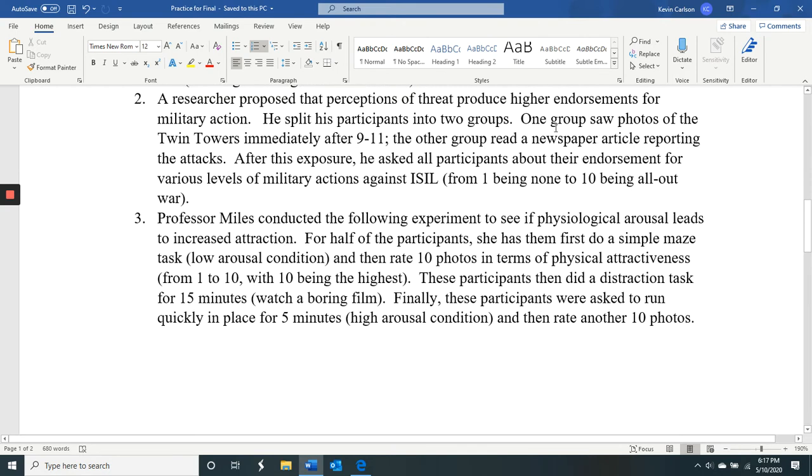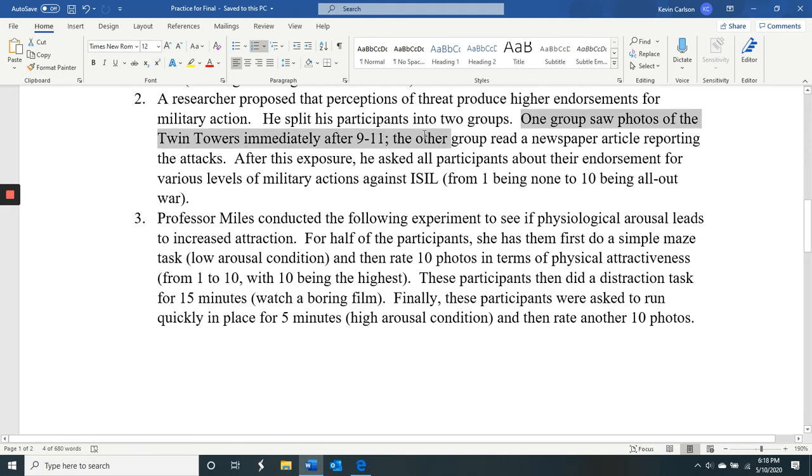Okay, let's look at the second practice question. So the question is whether perceptions of threat produce higher endorsements of military action. So right away, we see that the participants are split into 2 groups. So it sounds like there's going to be an IV, the researchers manipulating the participants into 2 groups. And when you hear 2 groups, you should be thinking right away between subjects design, 2 separate groups.